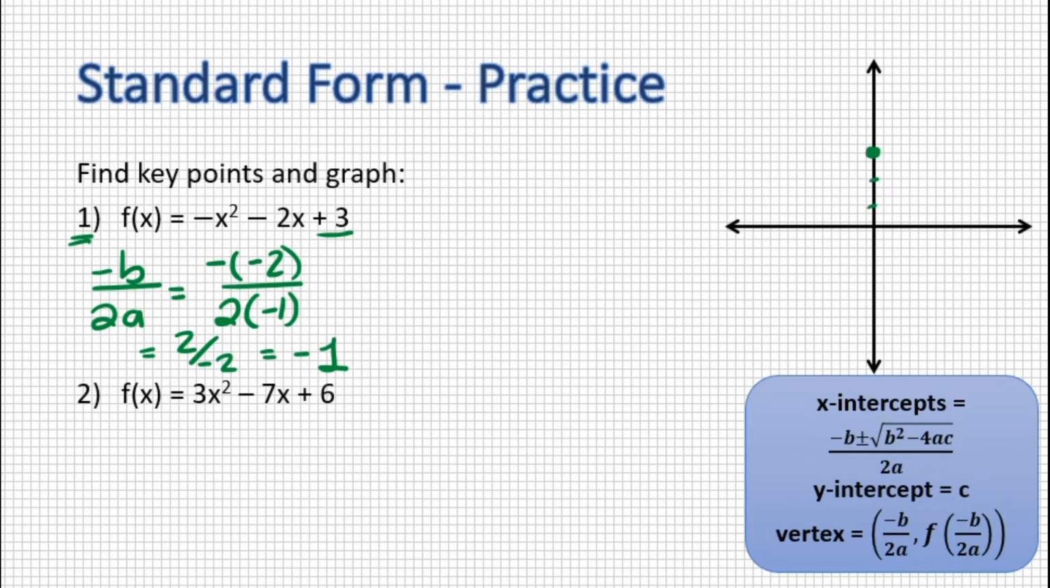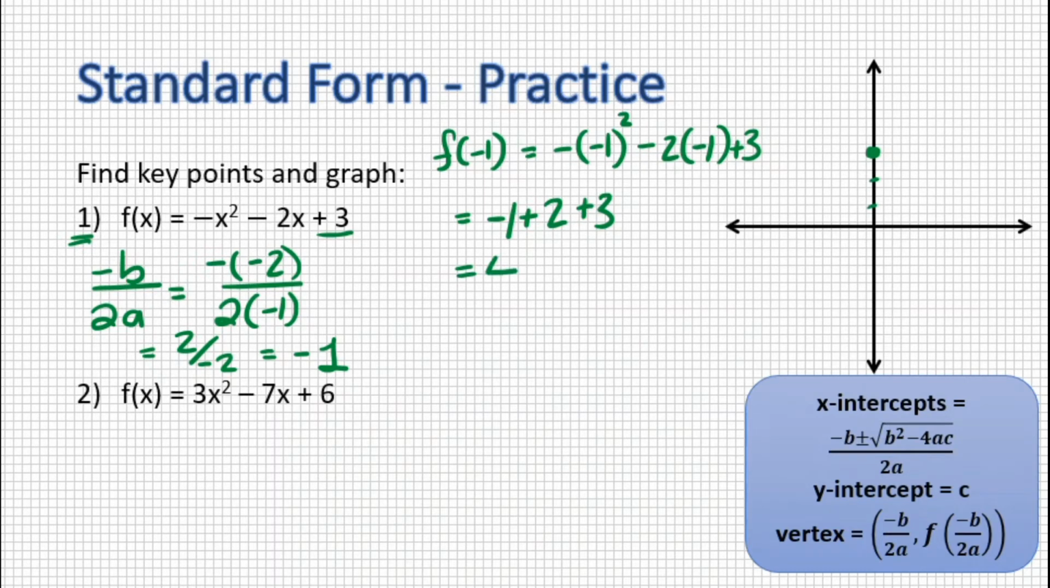We're going to take that negative 1 and sub it into the equation to find the y value of the vertex. Negative 1 squared minus 2 times negative 1 plus 3. And we're going to get 1 plus 2 plus 3, and that should give us 4. So our vertex is (negative 1, 4). And if we put that on, it'll be 1 up from that y-intercept. The last step is usually to find the x-intercepts, or you could have done that first, whatever floats your boat.